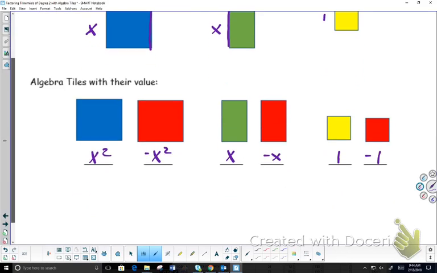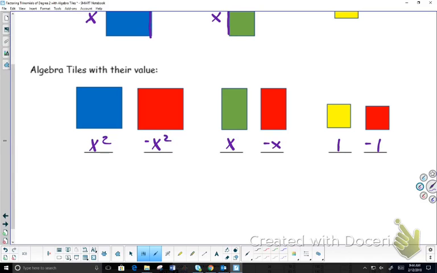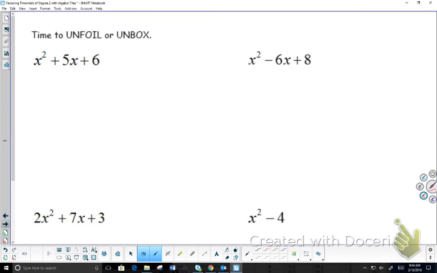These two tiles end up being the opposite of each other. So in other words, if you were to have a blue tile combined with a red tile, like so, that would be x squared minus x squared, which would give you 0. They actually would just cancel each other out. So let's go ahead and try.